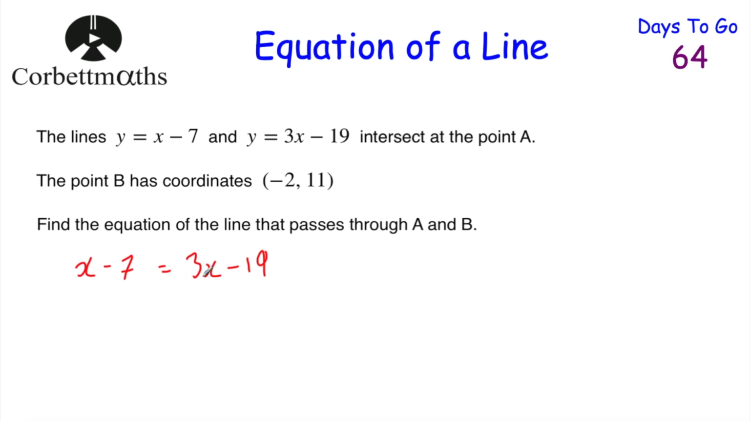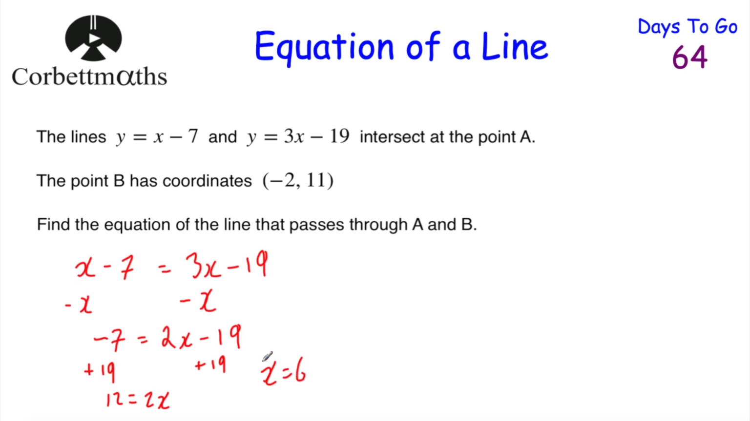Now if we solve this, let's get rid of the lowest number of x's. That's going to be this x. So take away x and take away x. On the left hand side we'll be left with negative 7. On the right hand side we'd have 2x minus 19. Then we want to add 19 and add 19. And minus 7 plus 19 would be 12. So that's 12 equals 2x. Dividing by 2 and dividing by 2, we get x equals 6. So x is equal to 6.